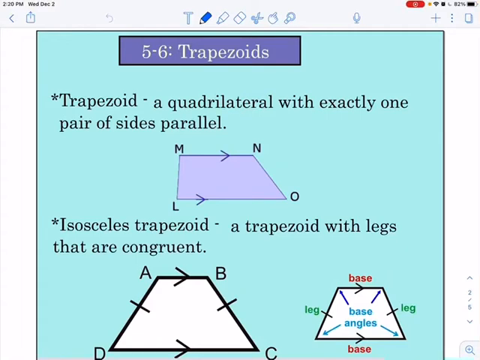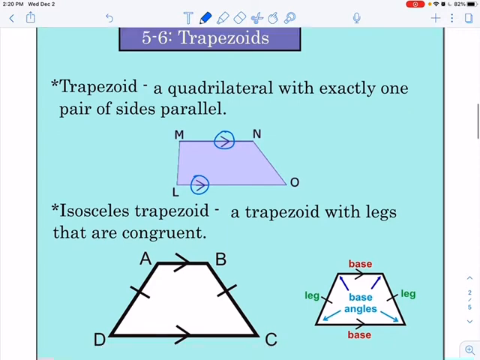The last shape that we're going to talk about in chapter 5 is a trapezoid. And the only thing special that you can say about a trapezoid is that it's a quadrilateral with exactly one pair of sides that are parallel. Okay, so again, in the picture below, we can see that MN is parallel to LQ. And besides the fact that it has 4 sides, that is the only thing special that we can say about it. If we end up making it an isosceles trapezoid, we can say a little bit more about that trapezoid.